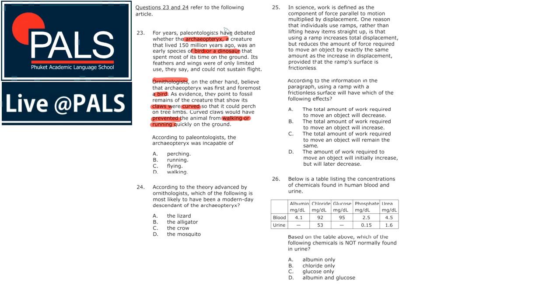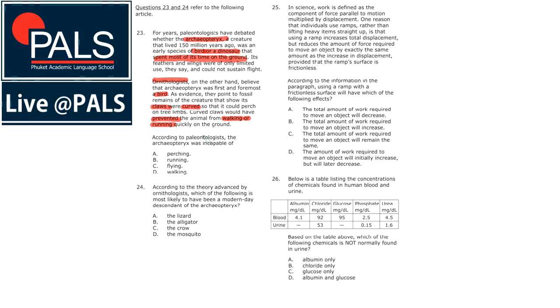So paleontologists believe that it spent most of its time on the ground, so they are more for the land animal, dinosaur theory, because feathers and wings were only of limited use, could not sustain flight. Ornithologists say the opposite. Because of the curved claws, they think it may have had trouble walking or running, so more flying or gliding around.